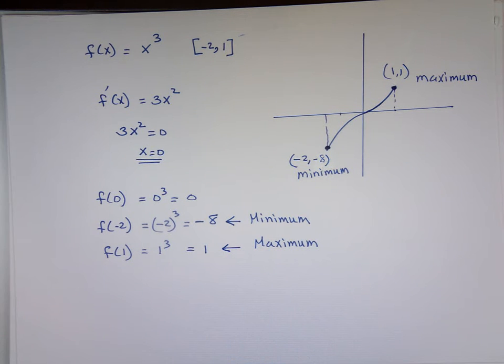You're always going to find the min and max either where the derivative is 0 or the derivative is undefined or the endpoints. One more example with these. Let's give you something where the derivative might be undefined.